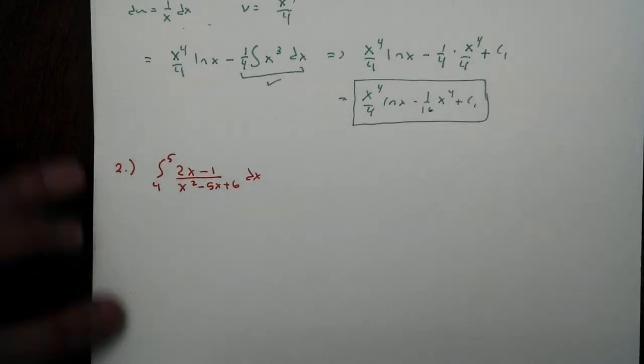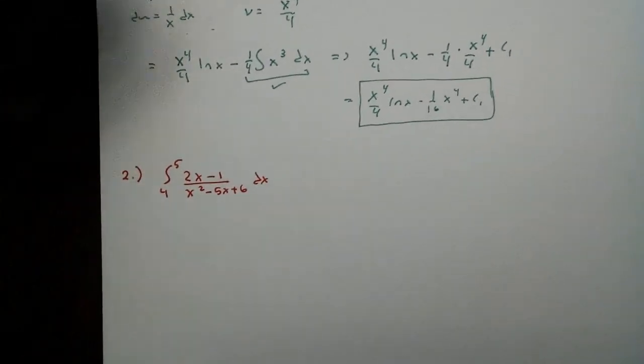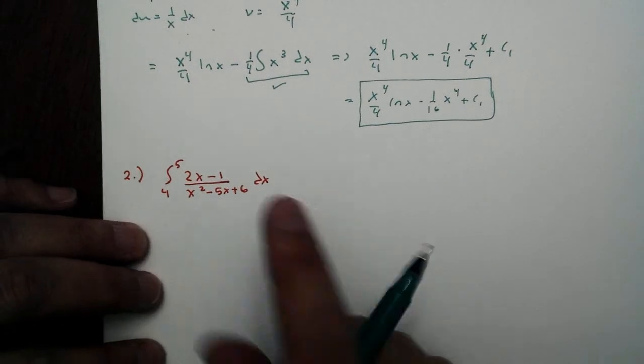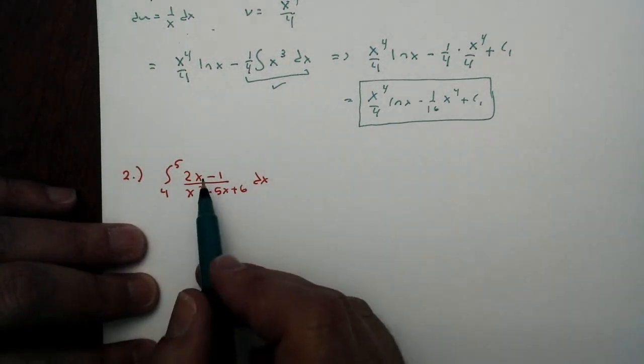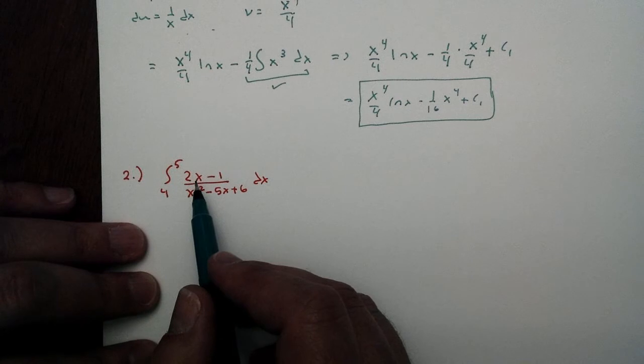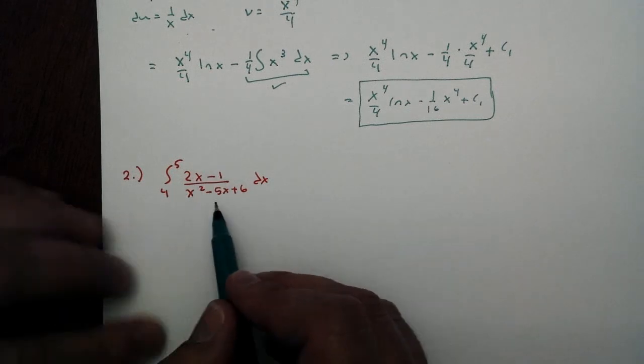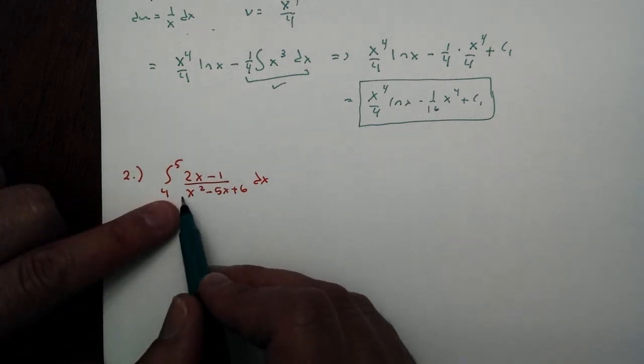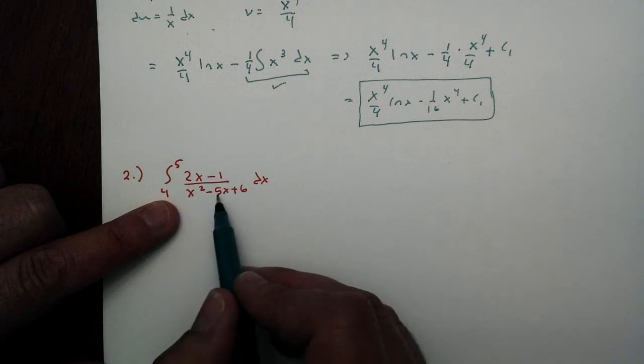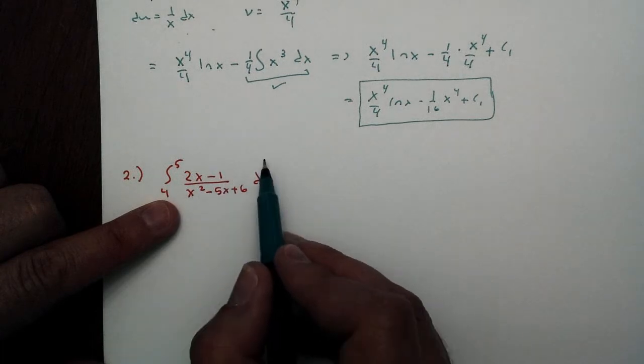Alright, the next one's a little bit tougher. Now, there's probably a few ways I can do this one. I could probably use my arc trigs by splitting the fraction, because if I take the derivative of the bottom here, we would get 2x minus 5. I could minus 4 and add 4 here.